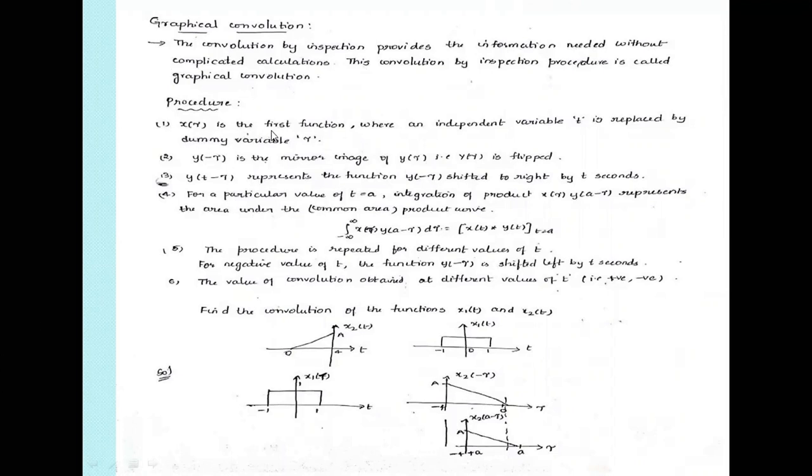First of all, x of tau is the first function where the independent variable t is replaced by the dummy variable tau. And y of minus tau is the mirror image of y of tau, flipped.